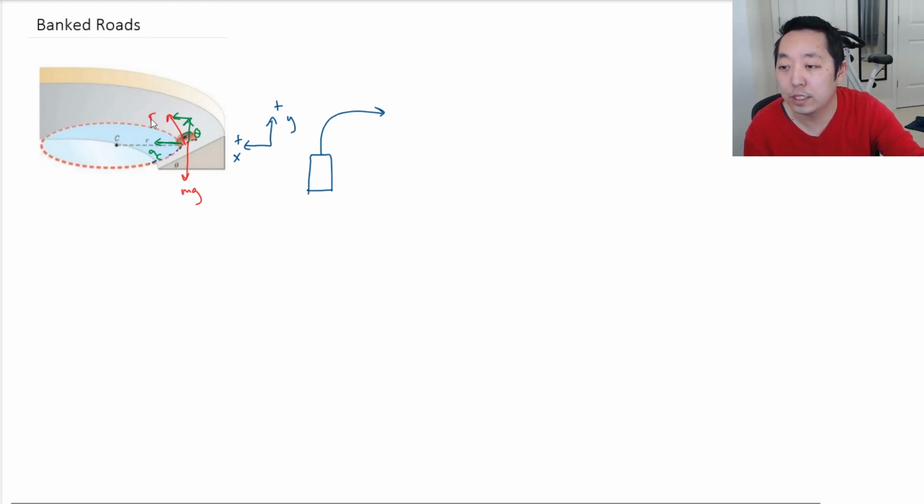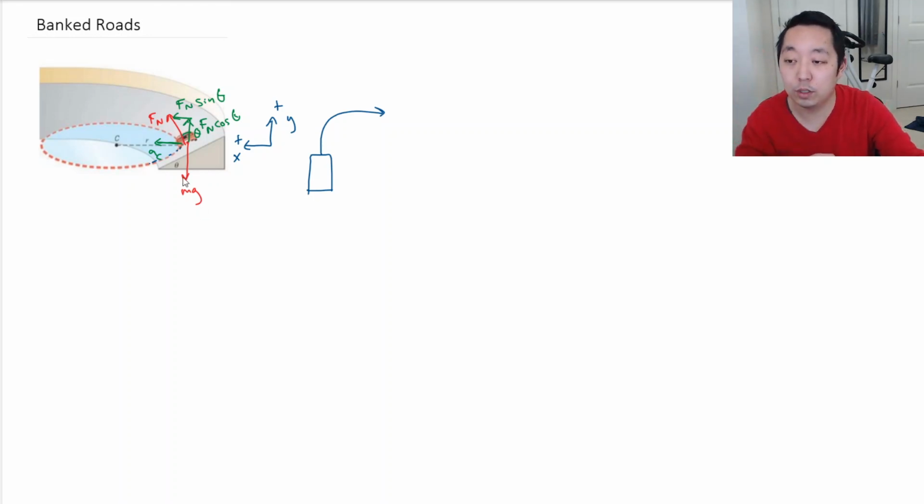This force here is Fn. The horizontal component is going to be Fn sine theta, and the vertical component is going to be Fn cosine theta, because this angle is theta, so the adjacent side is cosine, the opposite side is sine. Okay, and so there's no acceleration in the vertical direction, right? Because the acceleration is all horizontal. So in the y direction, we'll find that mg is equal to Fn cosine theta.